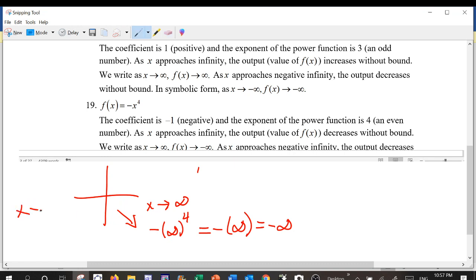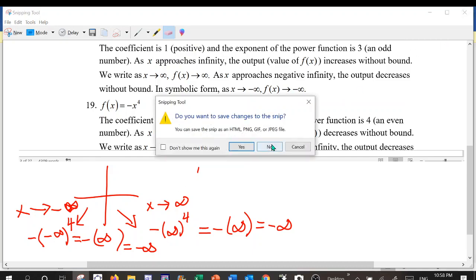Now, what about on the left when x is negative infinity? Again, we put negative infinity for x in the f of x. Now, don't multiply these first, because you have to do the power first, exponentiation. Negative to the fourth is positive, so that would be a negative times positive infinity, which is, again, negative infinity. So on the left also, it behaves like that. All right, so that was number 19.